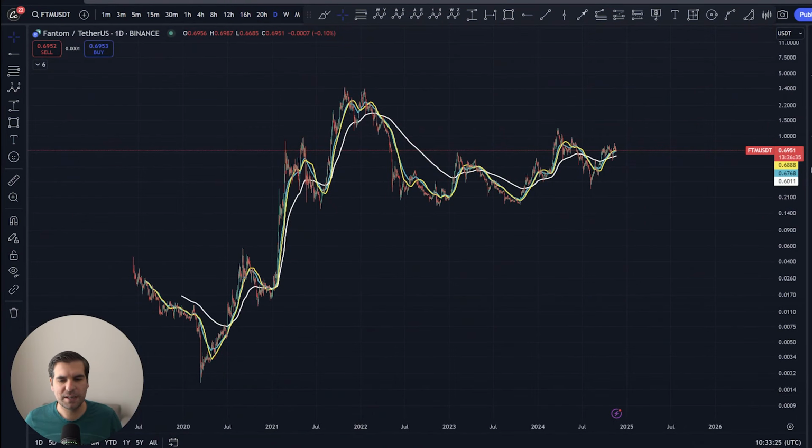Let's jump down into the charts and take a look at what's going on with FTM. Okay, so we're going to kick things off with this chart here. This is Phantom paired up with USDT. We're on the 1-day Binance chart.